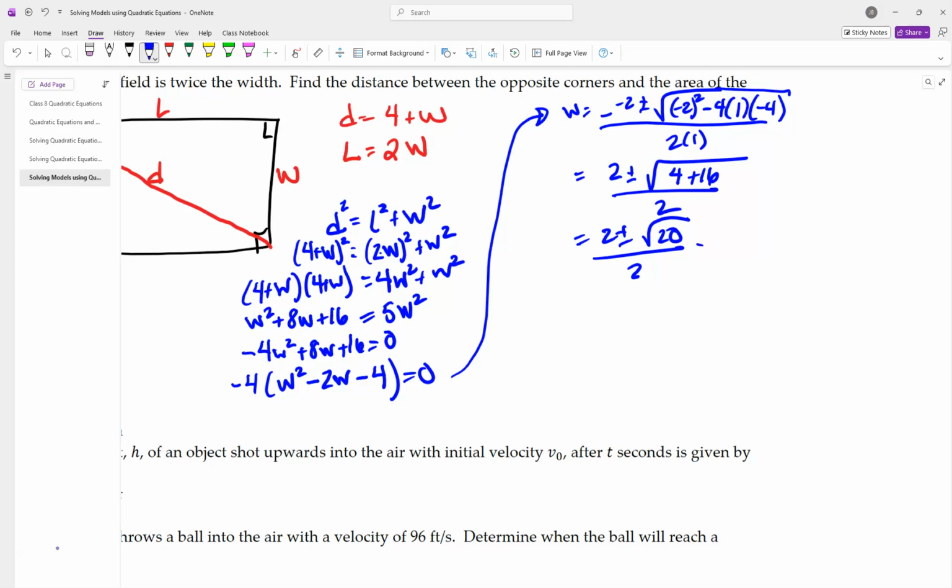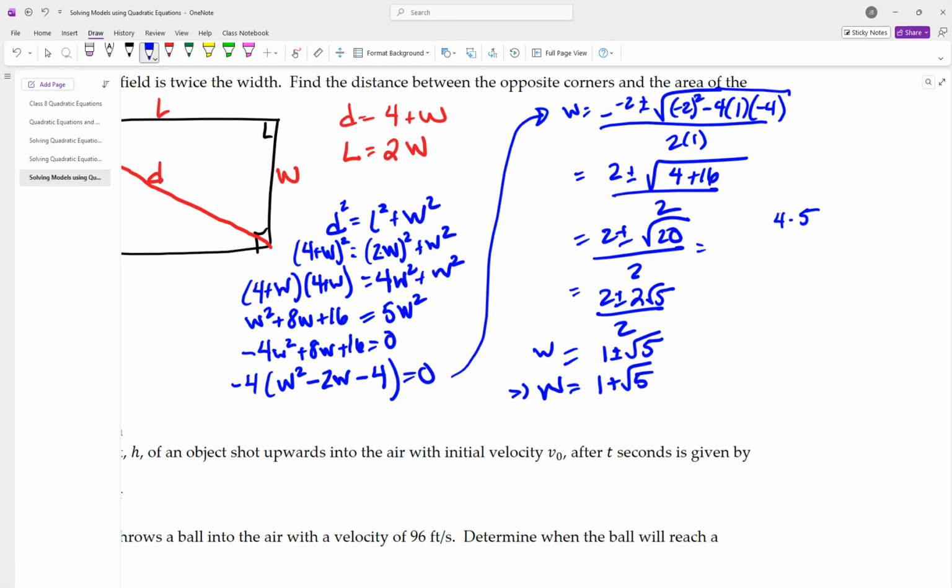And so then, if I simplify, 20 is 4 times 5, so that would be 2 plus or minus 2 square root 5 over 2. Also known as dividing everything by 2, that reduces to 1 plus or minus square root 5. Okay, and now the only thing is that if I do 1 minus square root of 5, that gives me a negative number. So I'm going to use only 1 plus square root of 5 in order to make this work out.